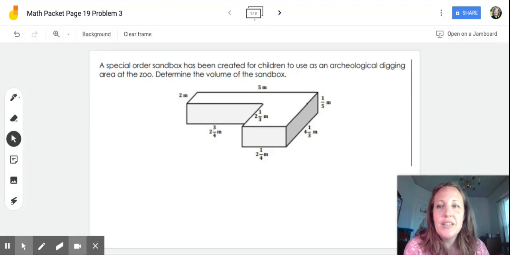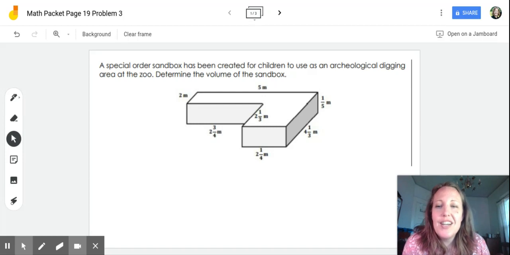Hi, it's Mrs. Golding. We're on your math packet on page 19, and it's problem number 3. This is a cool sandbox that has been created to use as an archaeological digging area at the zoo.